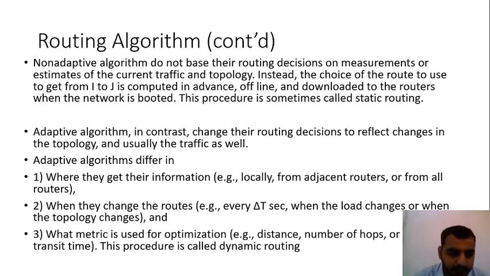So the next point says, what metric is used for optimizing: distance, number of hops, or estimated transit time. Distance means the distance between the source and the destination, the shortest path. Number of hops means the number of routers to be connected in between. Estimated transit time: for instance, if I send you hi, you should receive hi within the next second. So this is the estimated time.